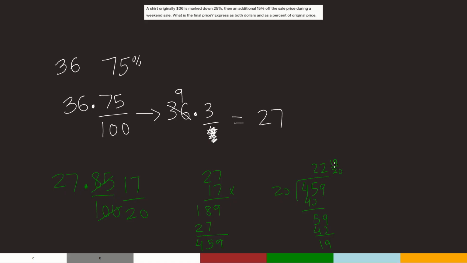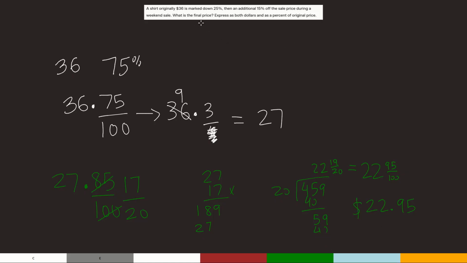Now 19 over 20 of a dollar, what would that be in cents? Let's multiply by 5 and 5. So it would be 22. 19 times 5 would be 95. 20 times 5 would be 100. So $27, 15% off of $27 would be this thing right here, $22.95.